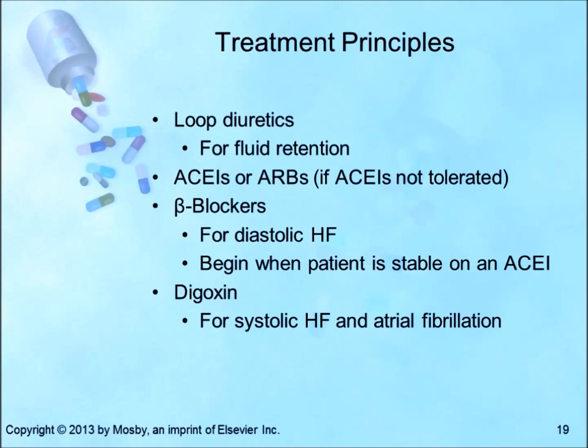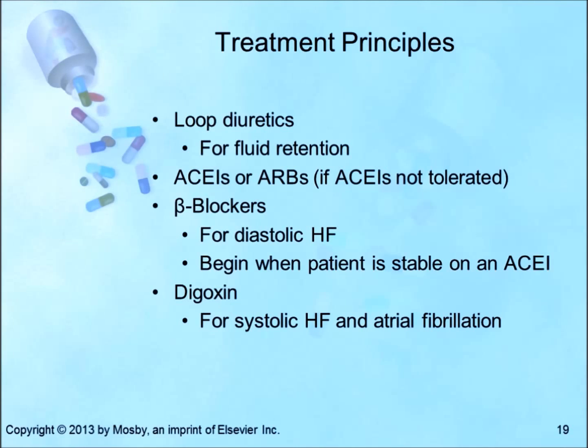The key points of treatment: ACE inhibitors are usually indicated, or ARBs if ACE inhibitors are not tolerated. Beta blockers, especially for diastolic heart failure, begin when the patient is stable on an ACE inhibitor. Digoxin is used for systolic heart failure and atrial fibrillation, and spironolactone is useful if the previous drugs are not effective.